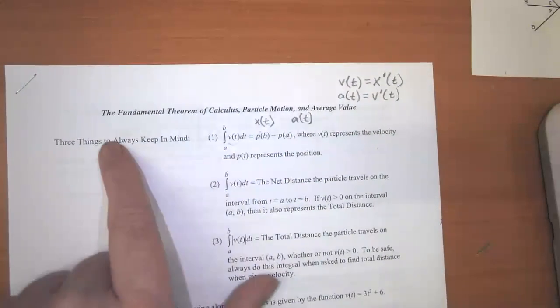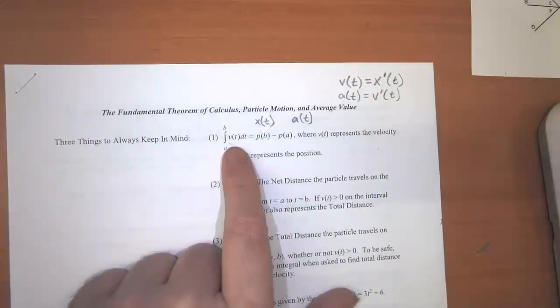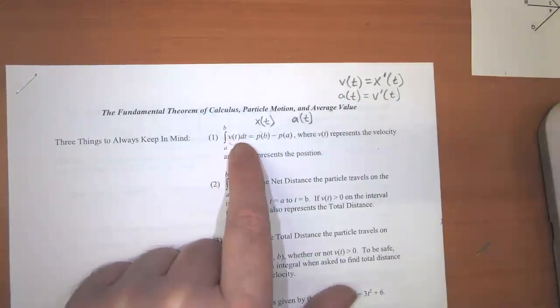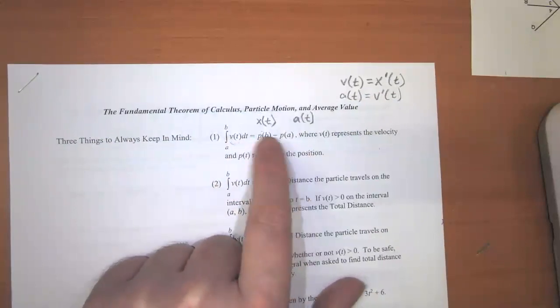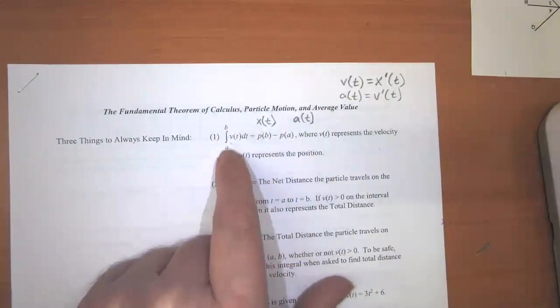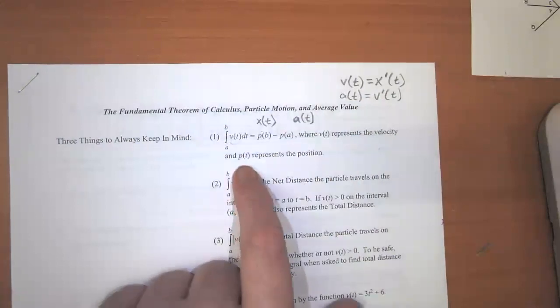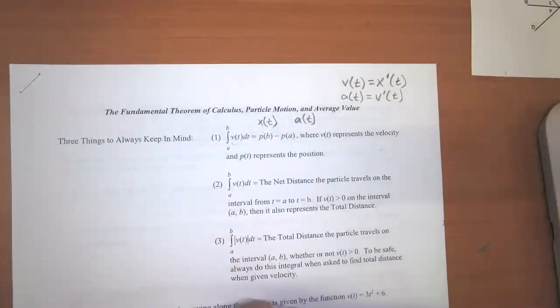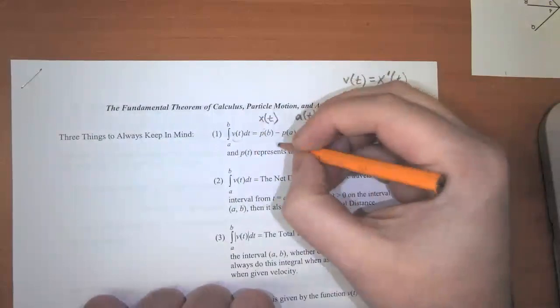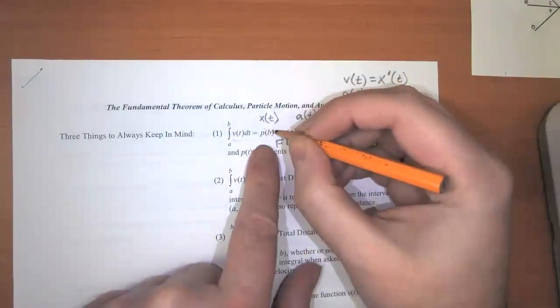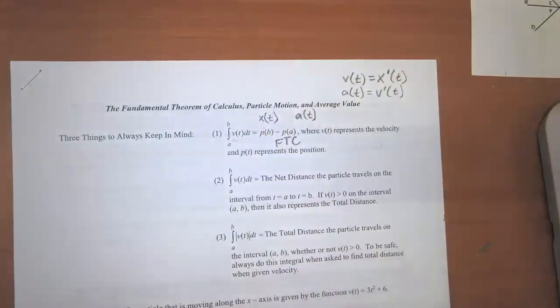So three things to always keep in mind when you're dealing with these problems. The first is that the definite integral from a to b of velocity over time is equal to the difference between the positions at those two times, where v of t represents the velocity and p of t, or as I say, x of t, represents the position.